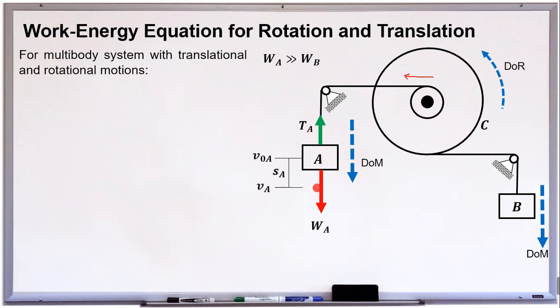Next, these two forces right here will cause a displacement, SA, and also a change in the velocity of A, from initial V naught A towards final VA.